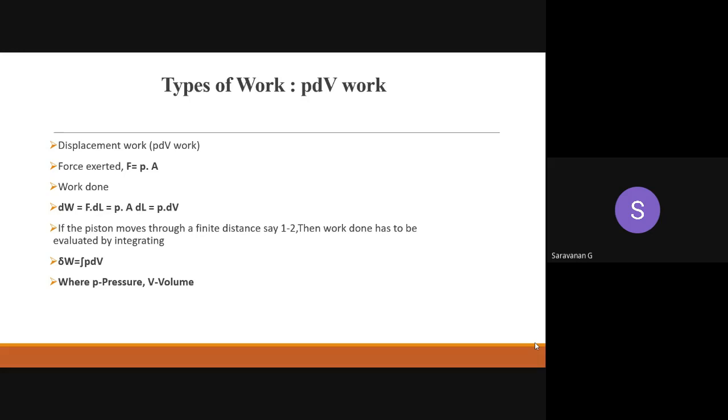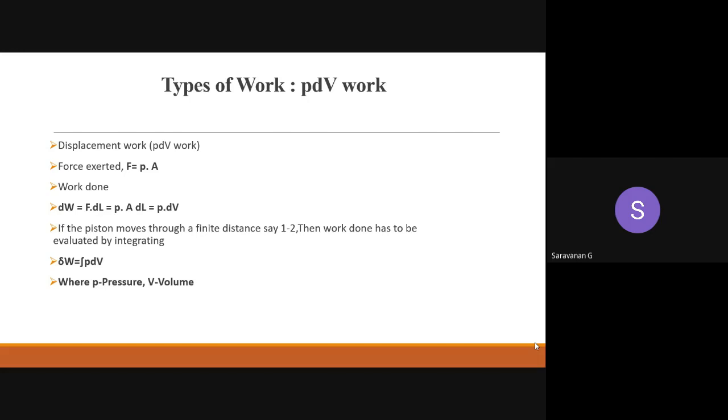If you want to go for a system with changes between state 1 to 2, how do we evaluate the net work done? By integrating the work done. So the integral of dW is equal to the integral of PdV between the limits volume 1 and volume 2. So actually it is the integral from V1 to V2 of pressure P into dV.